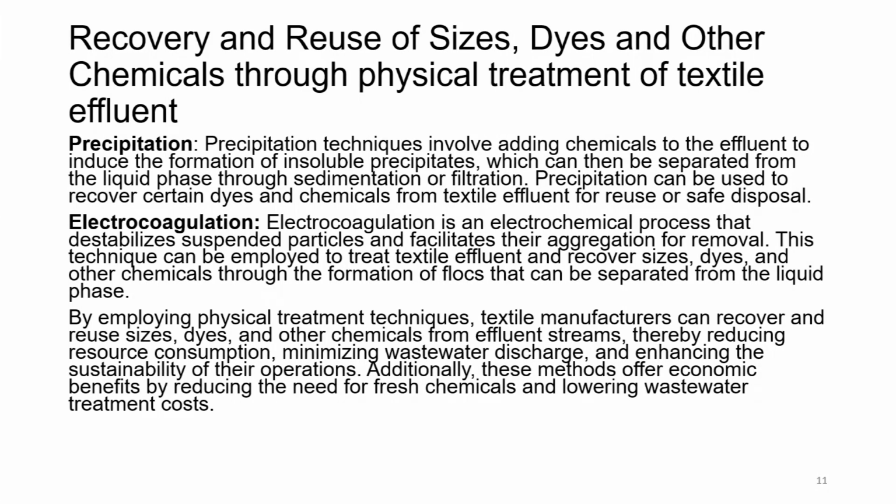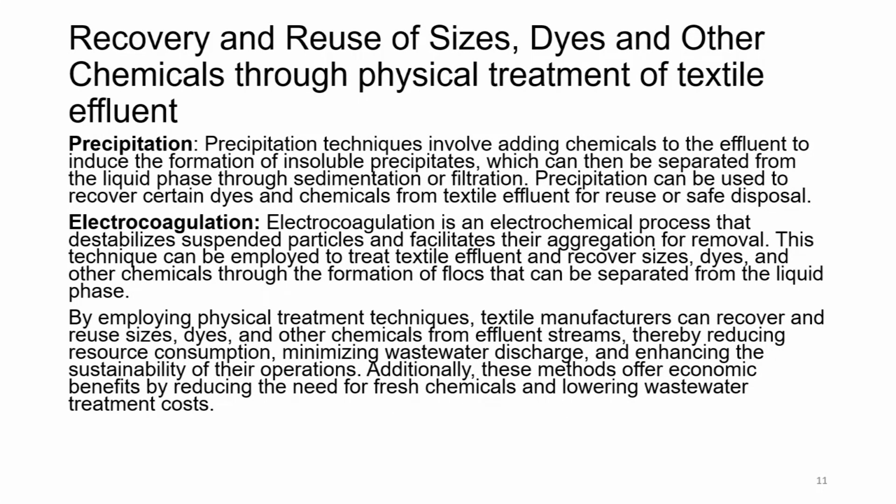Electrocoagulation. Electrocoagulation is a relatively new method, an electrochemical process that destabilizes suspended particles and facilitates their aggregation for removal. This technique can be employed to treat textile effluent and recover sizes, dyes and other chemicals through formation of flocs that can be separated from the liquid phase.